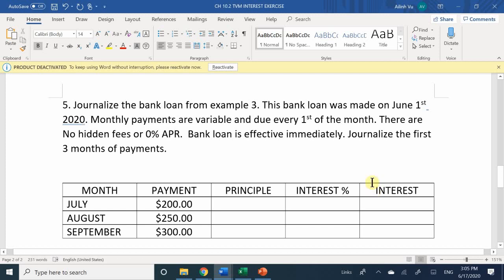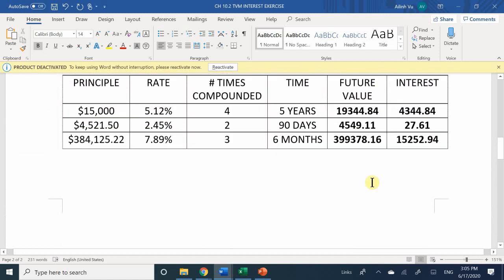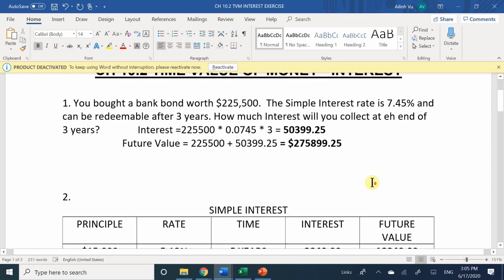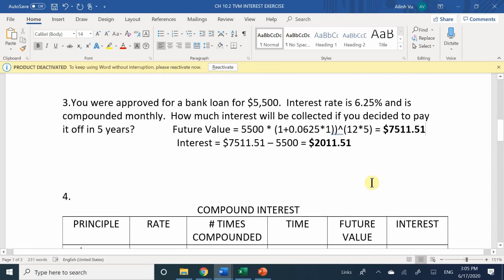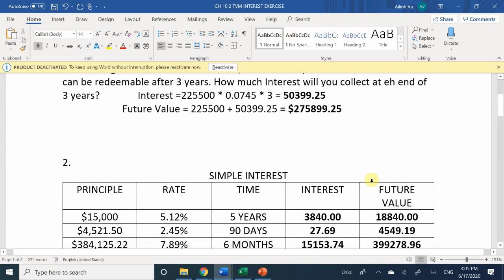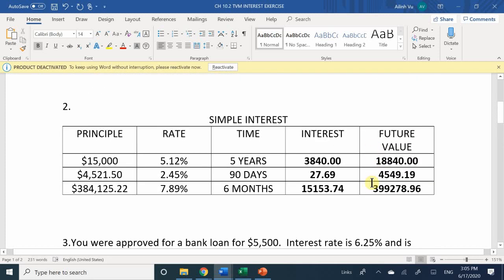Welcome back, everybody. So again, we just went over simple interest up here, and we also went over compound interest. Now, I do want you to look at the numbers and compare them completely. The tables were actually identical, except for one key factor: you had an extra column. So let's go ahead and look at what happened and what the difference was.